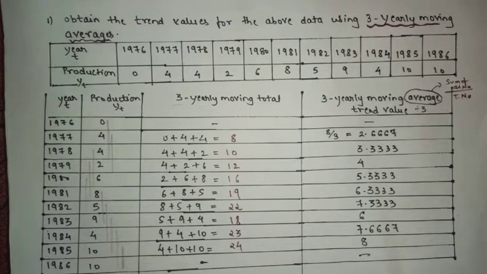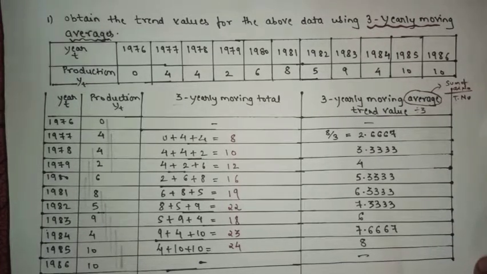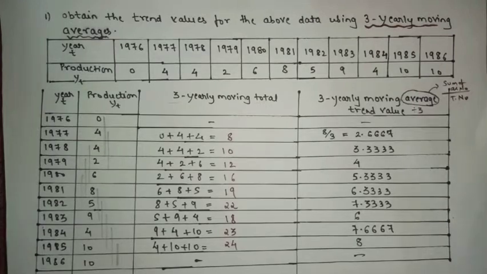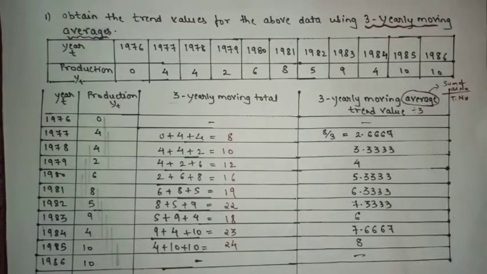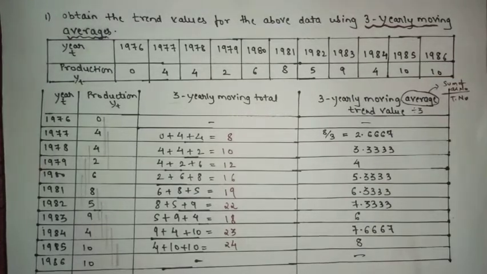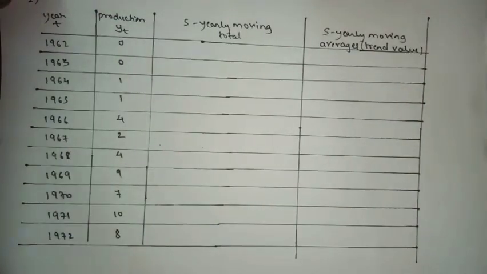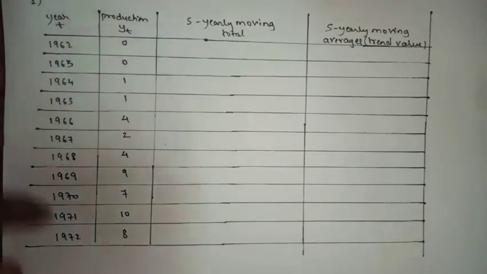Okay, so now we'll take one example based on 5 years. You understood the 3 years moving average. Now we'll take one example based on 5 because the concept for 3 and 5 is the same. For 4 it is actually very different from 3 and 5. 3 and 5 are actually very easy. So now we'll take one sum based on 5 yearly moving average, and the question will be the same.